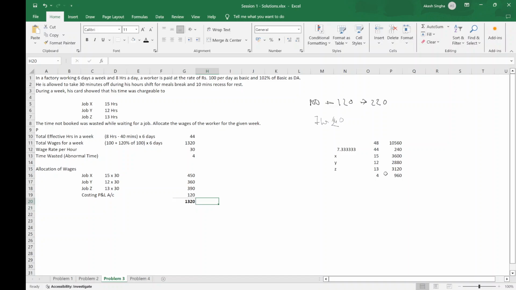Wage rate per hour. Okay, sorry. This is 40 hours a day, and he gets paid 220 per day, not hour. So the total should be 220 per day for 6 days, right? Because 6 days a week. So 1320 will be the total.